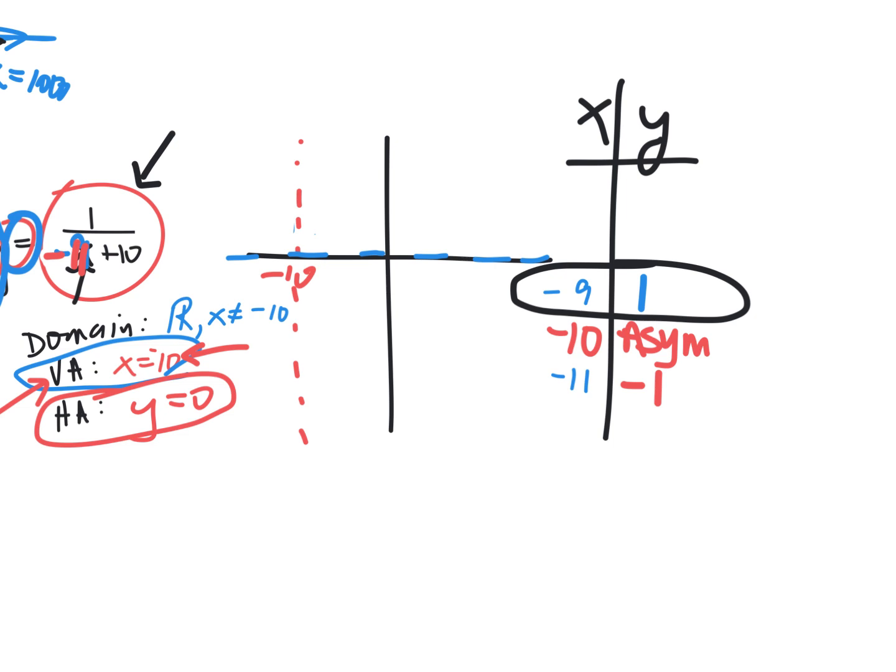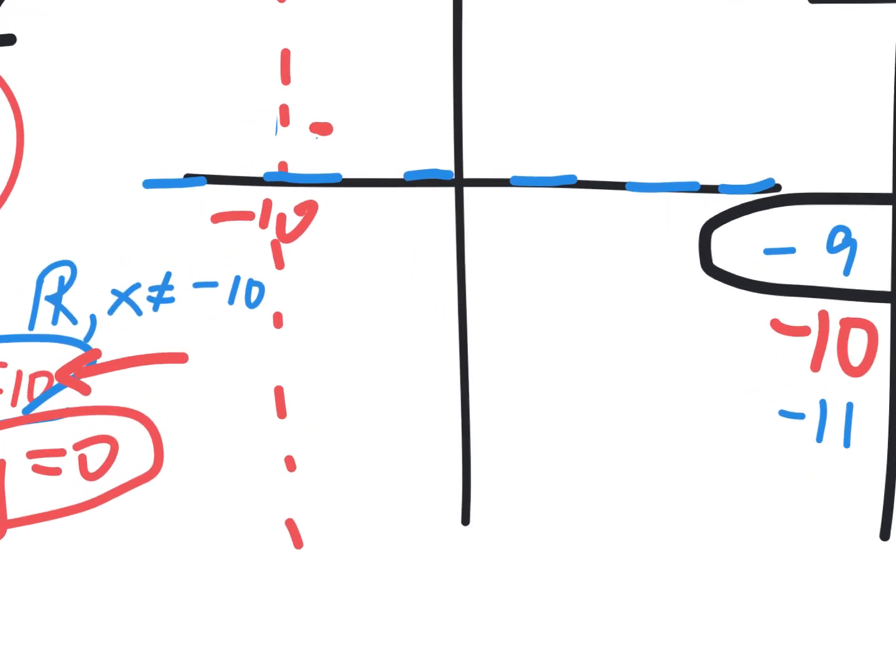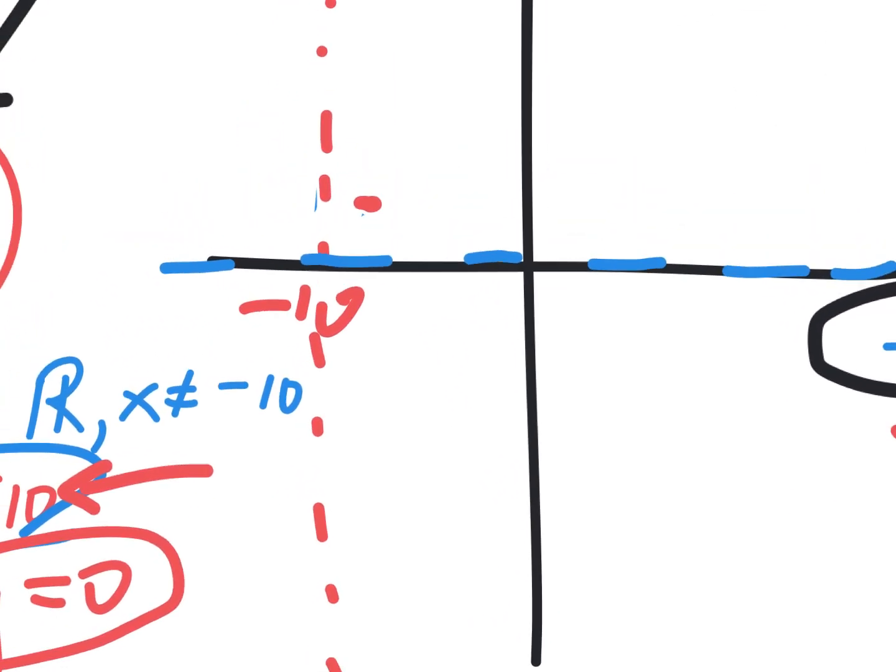And now I just have to graph those points. -9, 1 goes right there. And -11, -1. I'm going to make this a little smaller. That was the asymptote label. So -11, -1 would be right down here. I could have known that. This is what those graphs always look like. Know what I mean?